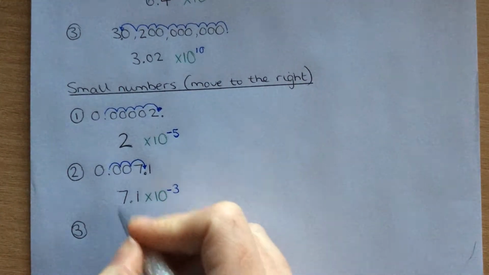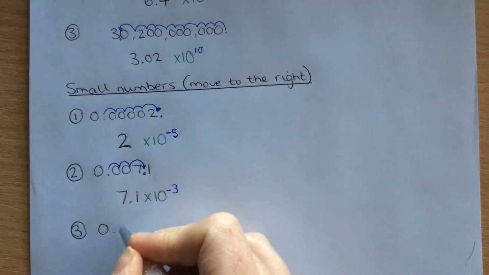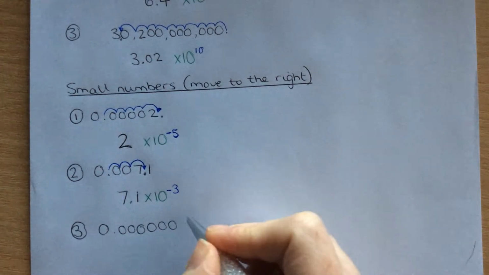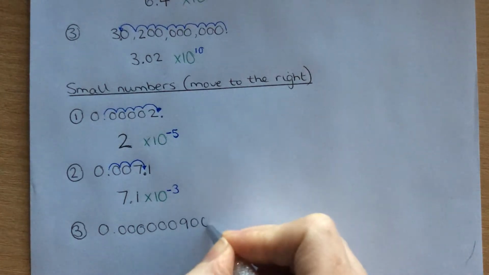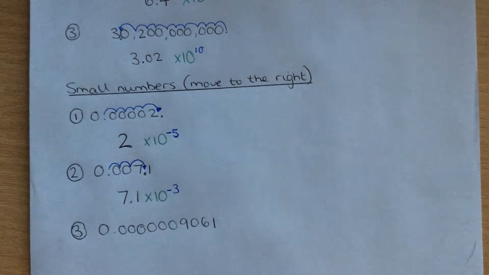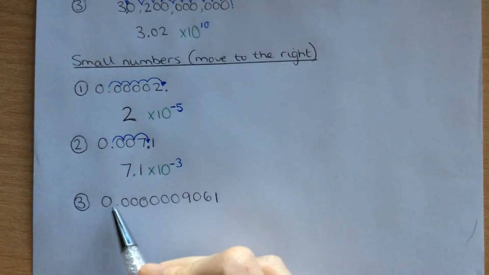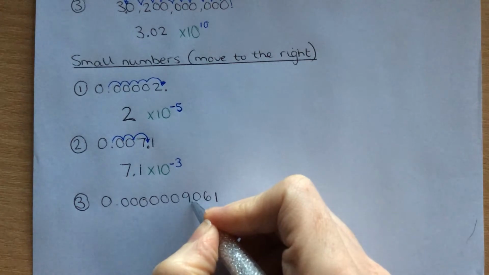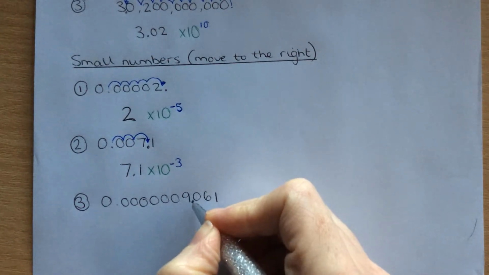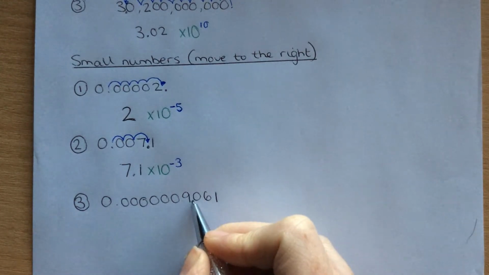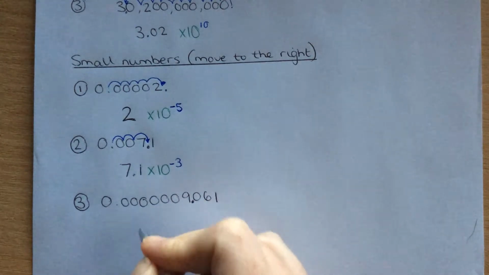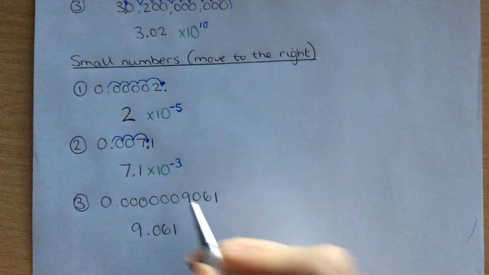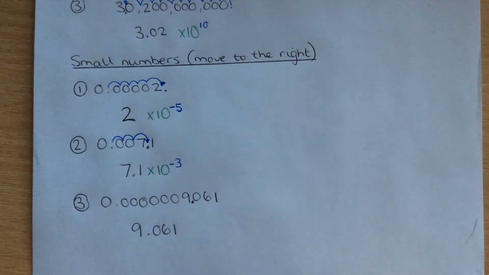Last one. Same process again, a number between 1 and 10, so I'm going to move the decimal to the right because it's a really tiny number, and I'm going to move it so that there's only one number in front of it, and that's going to be the 9. So my number between 1 and 10 is going to be 9.061, and I've included all of these whole numbers here.